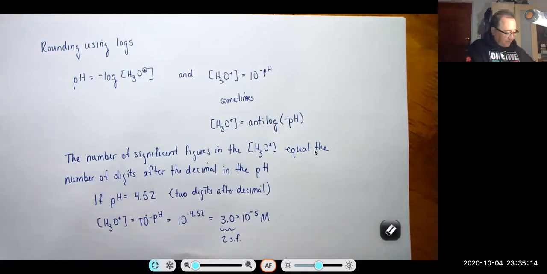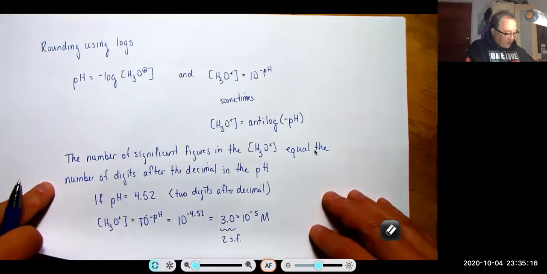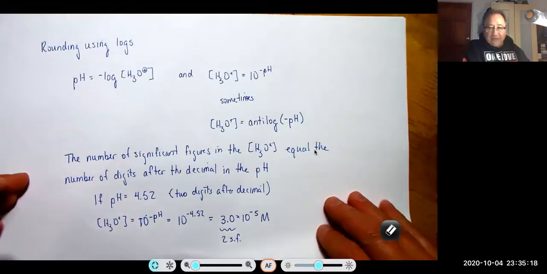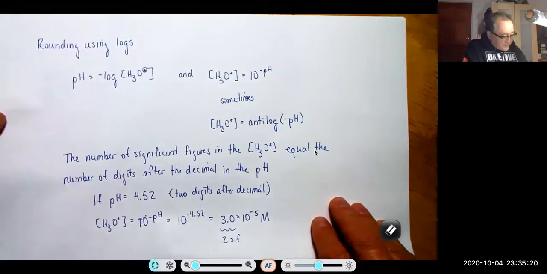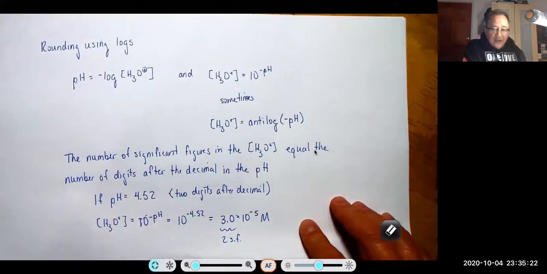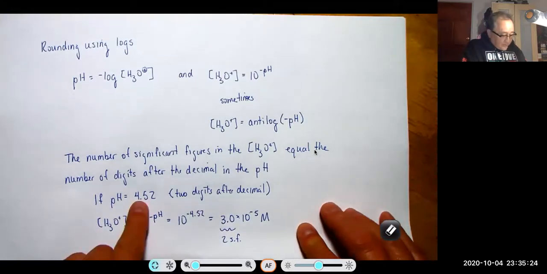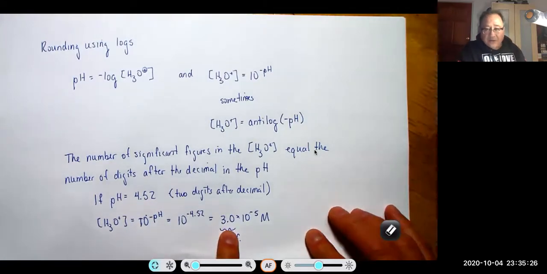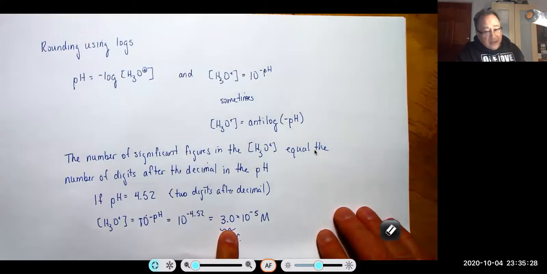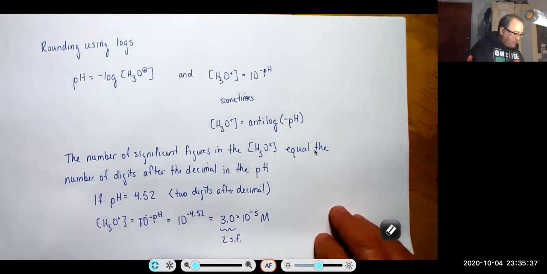Okay. Now, this is kind of a hard thing to remember. You're just going to have to practice it. The number of digits after the decimal in the pH is equal to the number of sig figs in the hydronium ion concentration. Or another way to look at it is the number of sig figs in the molarity is equal to the number of digits after the decimal in the pH. Okay, so we're going to practice some problems now.